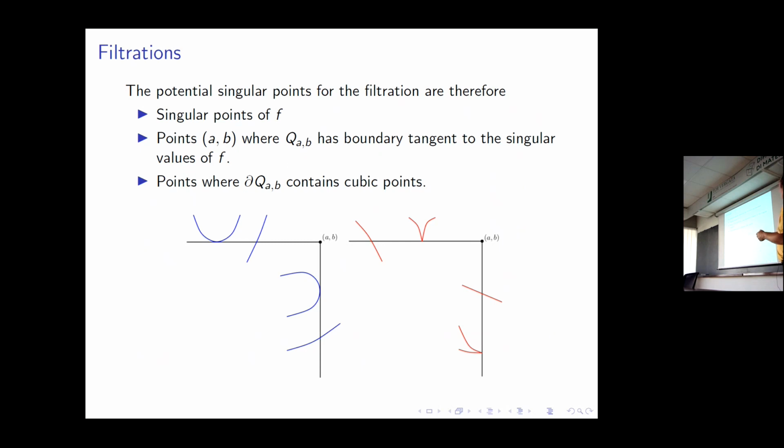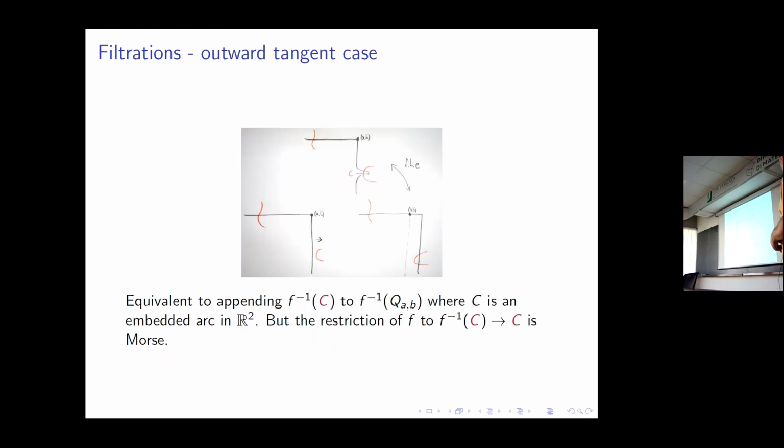Singular points for the filtration, you can have singular points of F. So we could have like a red curve running right through AB like that. We could have points AB where the quadrant is tangent to the singular curves, and you could also have cubic points running out. And so we have to deal with those as well. So you just sort of follow your nose and see what happens.